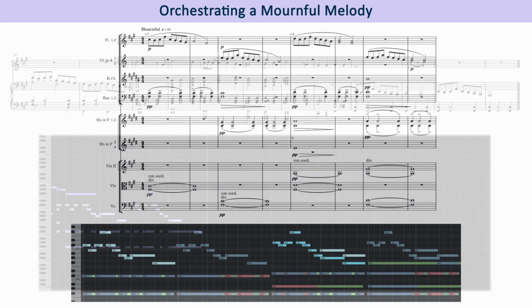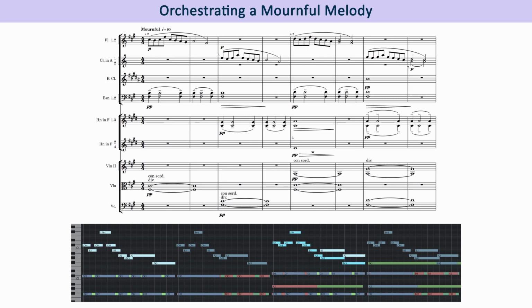Okay, so let's take a look at the orchestration. Here are the first 8 measures. This is all introduction. I wanted to have the melodic gesture from this introduction passed between timbres. So I start with 2 flutes, then move to a solo clarinet, then back and forth.